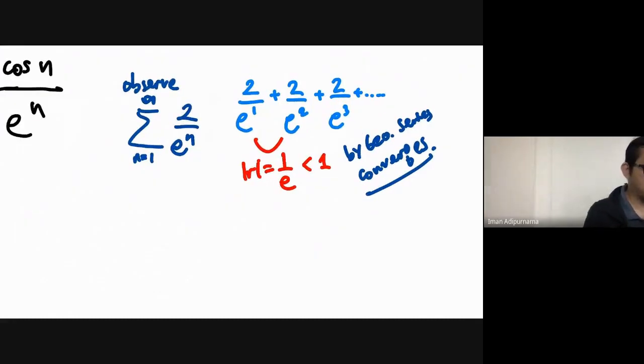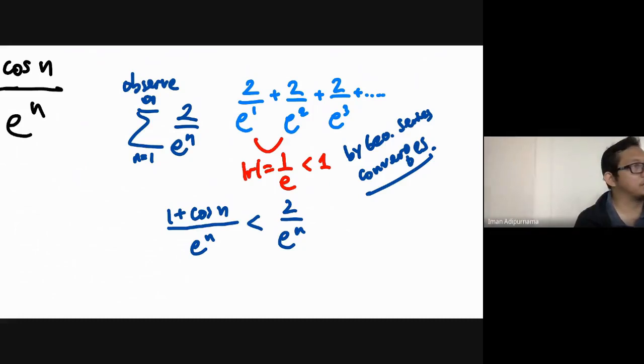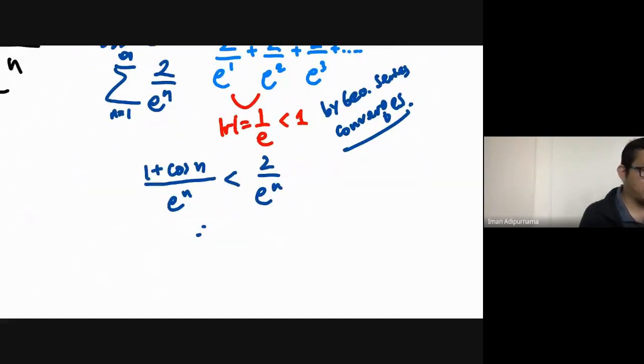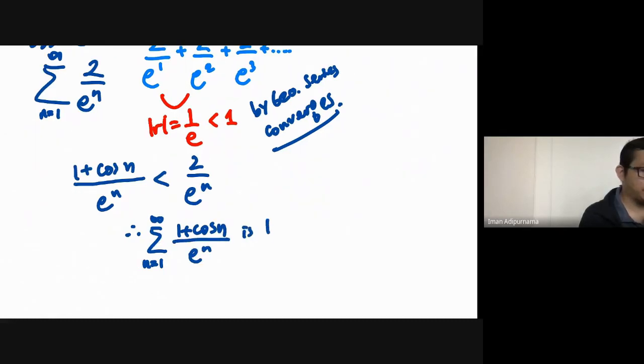And then our equation is always less than 2 over e to the n, right? Then the conclusion is it converges. So it's the same, by the direct comparison test.